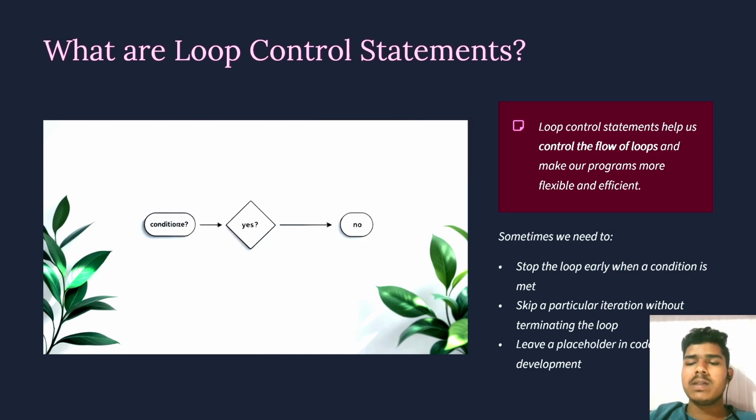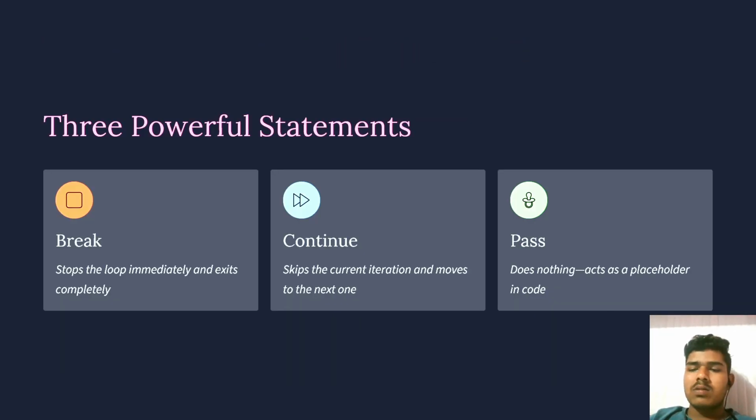What are loop control statements? Sometimes when we use loops, we don't want the loop to run normally every time. For example, sometimes we want to stop the loop early. Sometimes we want to skip one iteration. Sometimes we just want an empty blank block of code. For this situation, Python provides three important statements. These are break, continue, and pass.